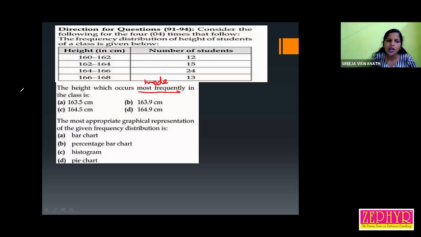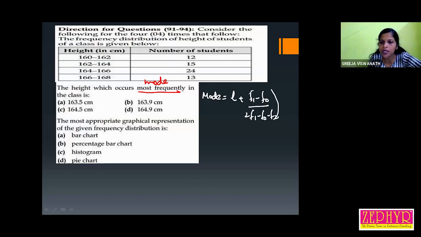How to find the mode of a continuous frequency distribution? Do you know the equation for the mode of a continuous frequency distribution? Anyone? Write down: L plus (F1 minus F0) divided by (2F1 minus F0 minus F2), into H. I'll explain each term. Wait.